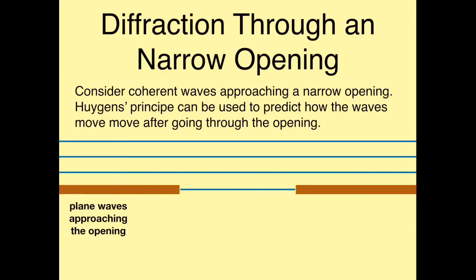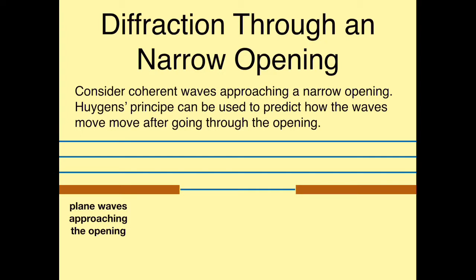So let's tweak that previous example just a little bit by having the waves go through a narrow opening. Okay, so here is the narrow opening. We have coherent waves that are approaching it. And of course, they're going to be plane waves just before hitting that opening, but what about afterwards? So let's take a look. We have a plane wavefront shown here, just about to go through the opening.